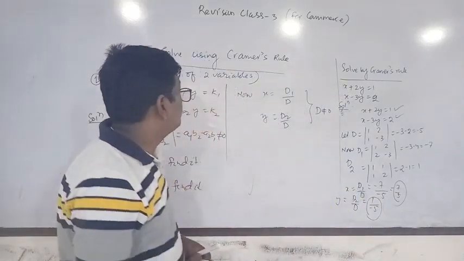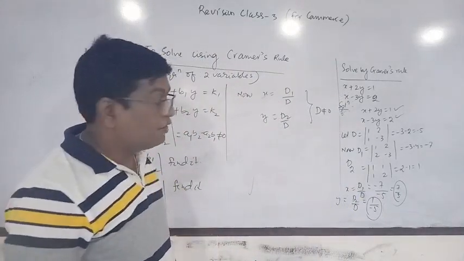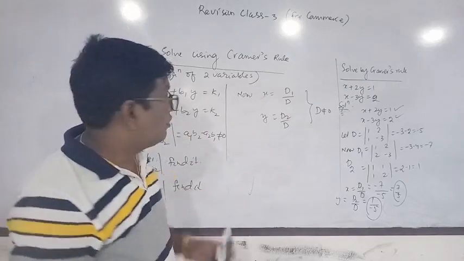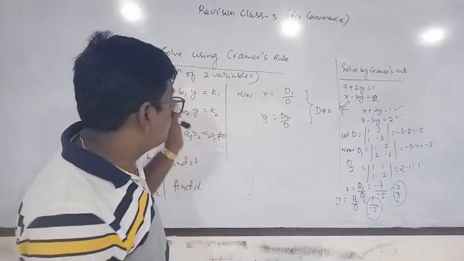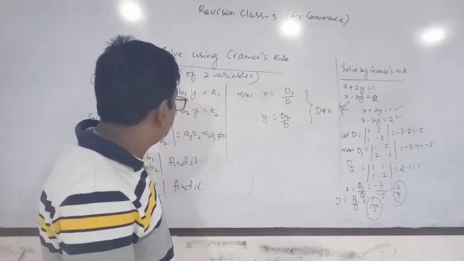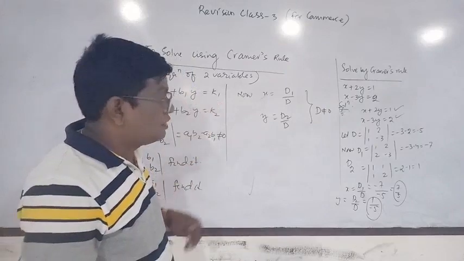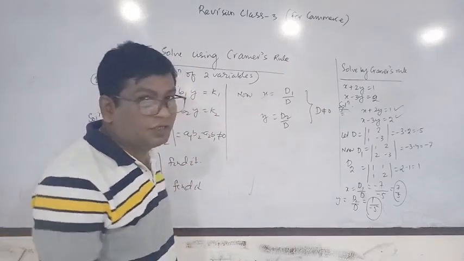These are the steps to find the values of the variables using Cramer's rule. Now this was for two variables and two equations. Next we will discuss three equations, that is, three variables.